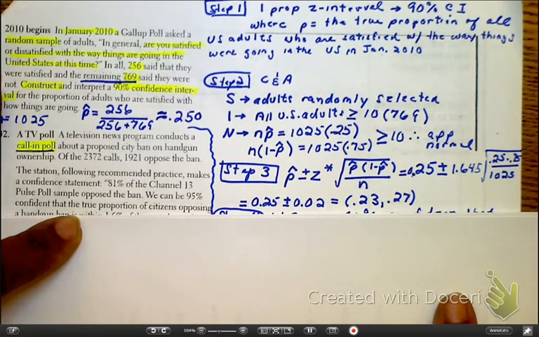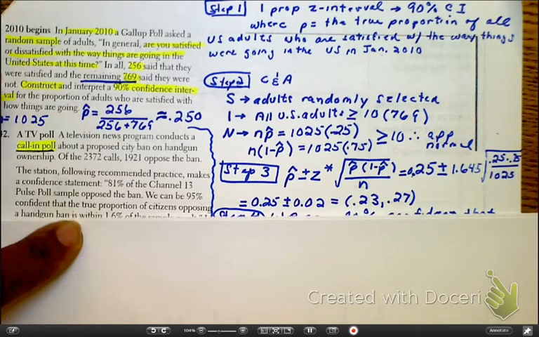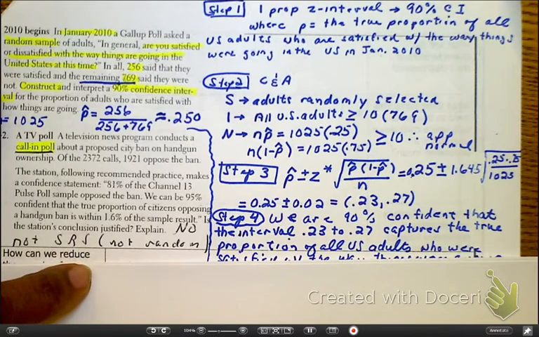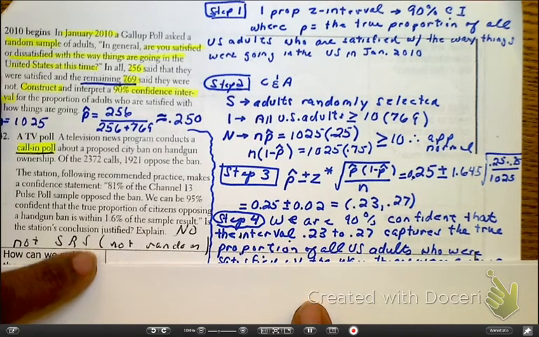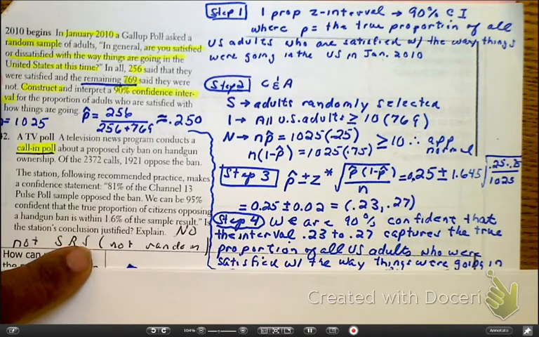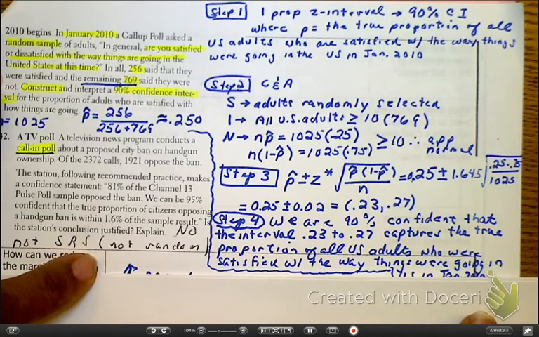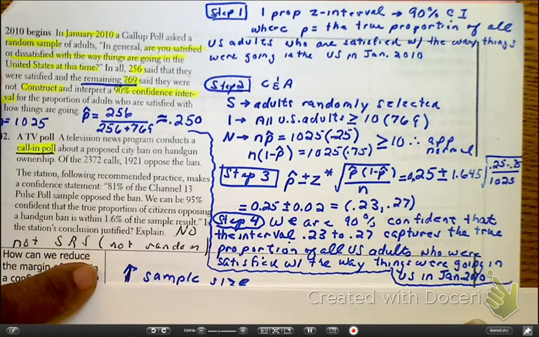Which leads me to now, what is the point of all this? Conclusion. We are 90% confident that the interval of 0.23 to 0.27 captures the true proportion of all U.S. adults that were satisfied with the way things are going in the U.S. in January 2010.